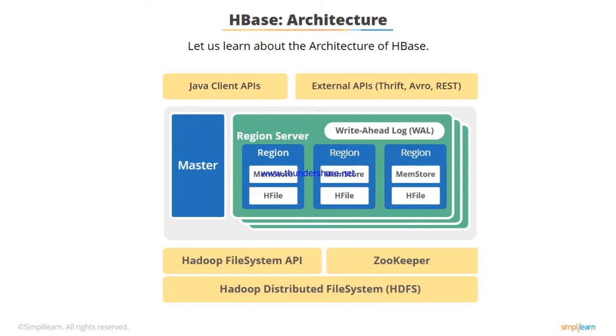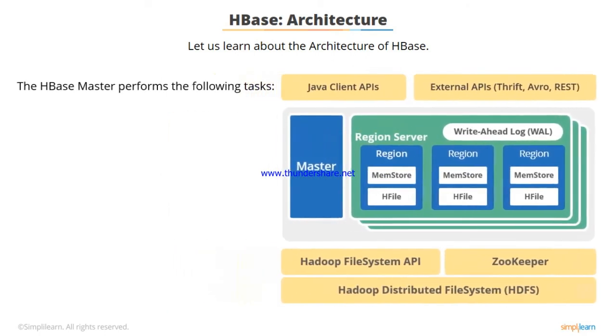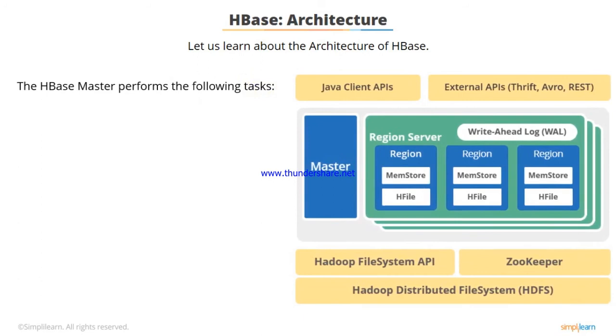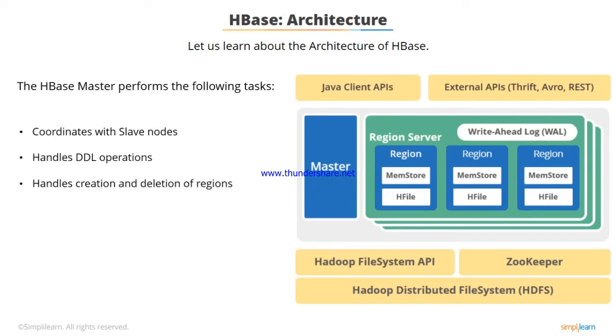The following three layers comprise the HBase architecture, as illustrated by the image on screen: HBase Master, Region Servers, Zookeeper. The HBase Master performs the following tasks. Coordinates with slave nodes, which are usually region servers that are co-located with data nodes. Handles DDL operations, such as creation and deletion of tables. Handles creation and deletion of regions as well as assignment of regions on startup or during recovery. Monitors all slaves or region servers for notifications from Zookeeper and other admin functions.